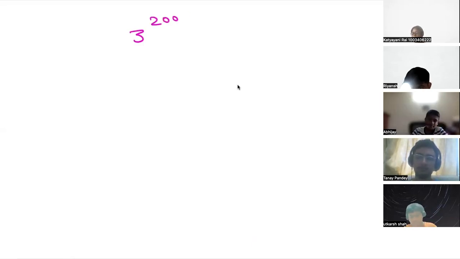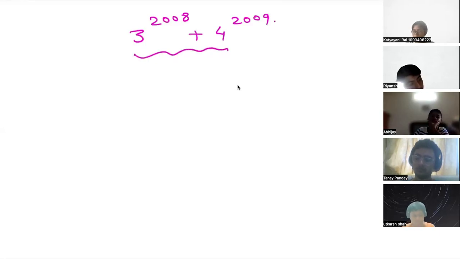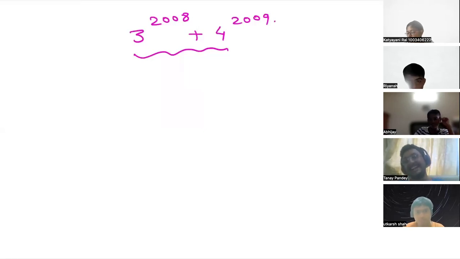So 3 to the power 2008 plus 4 to the power 2009. Can we write this number as a product of two numbers? Or I can ask, is this a prime number or composite number? Students are answering in the chat. So this is prime or composite, that we have to say. Let's start with the basic one.